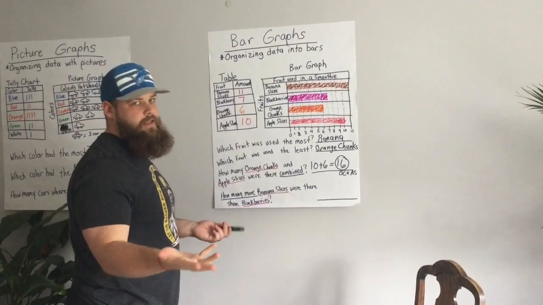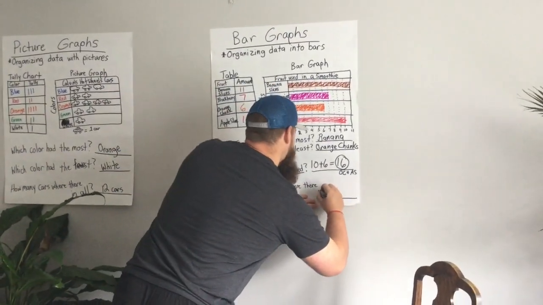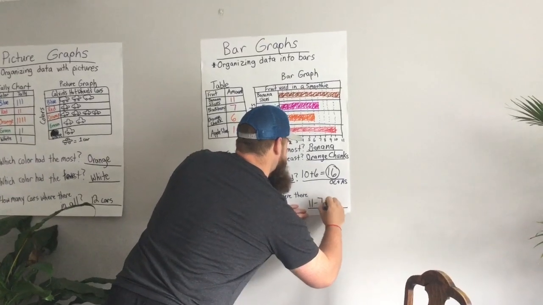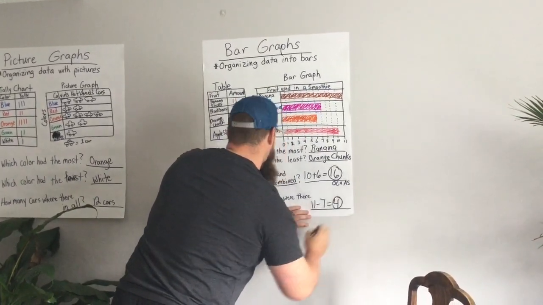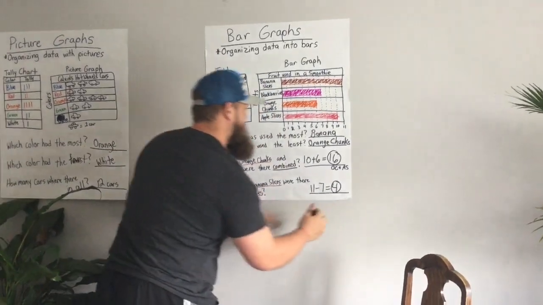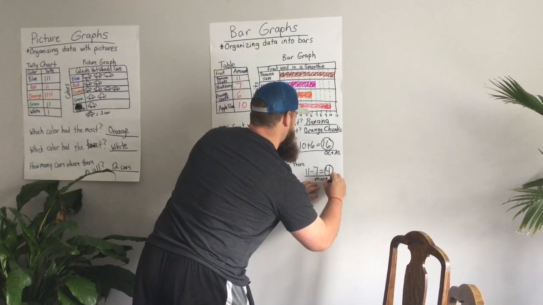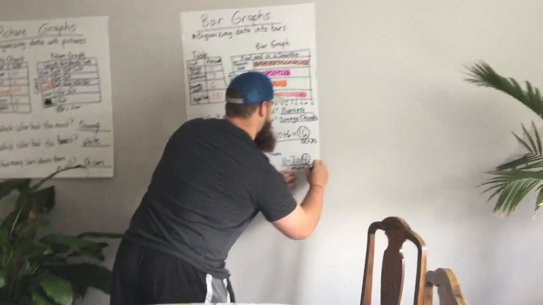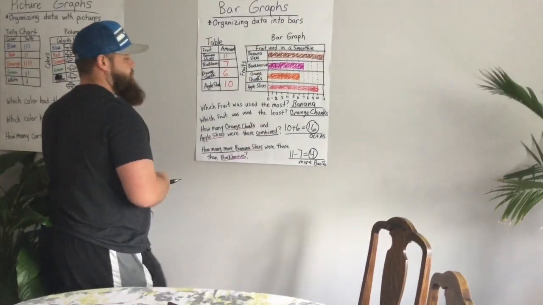I wouldn't do 7 minus 11. That wouldn't give me a number that would make sense. So here I got 11 minus 7. That equals 4. 4 more banana slices. And I'll just put ban slice as best I can to fit it on the end of my chart.